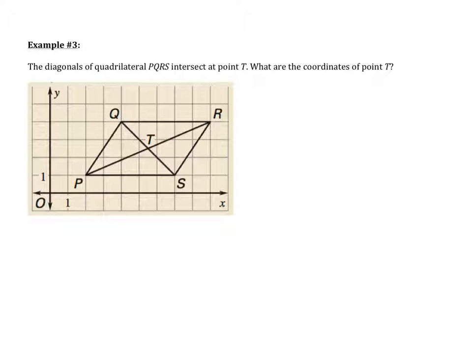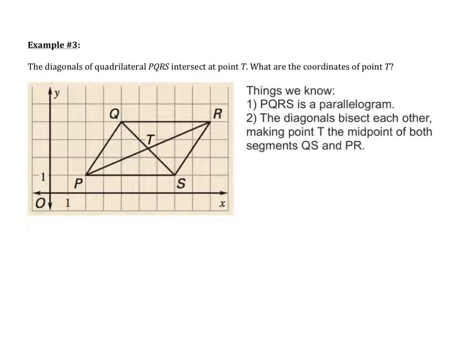So knowing now that PQRS is a parallelogram, from the last theorem we know that the diagonals of a parallelogram bisect each other. So that means that point T is the midpoint of PR, and it's also the midpoint of QS. So at this point, these are the things that we know. We know that PQRS is a parallelogram, and we know that the diagonals bisect each other, making point T the midpoint of both QS and PR. So what we can do is use the midpoint formula to figure out the coordinates of point T. So again, you could either use the coordinates of P and R to find the midpoint T, or the coordinates of Q and S to find the midpoint T. Let's just use P and R.